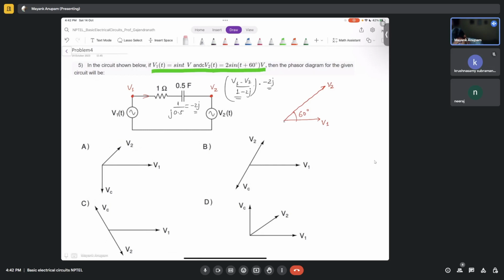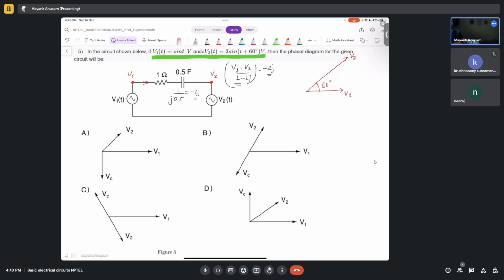I just want to motivate the methods, okay? So minus V2 will be somewhere here. Yeah, this is minus V2, right? And then the triangle of addition can be applied. So this will be somewhere like here, the equivalent V1 minus V2, right? Correct? And now, what do you need to do for VC?